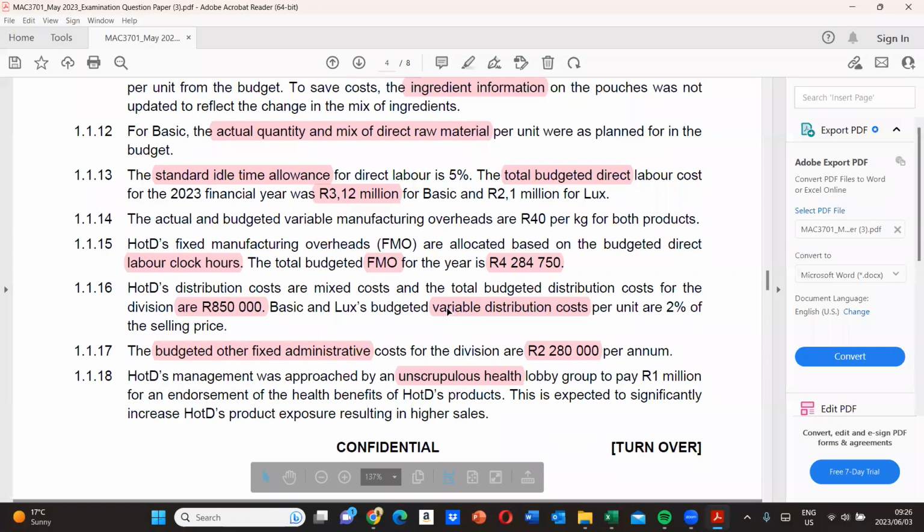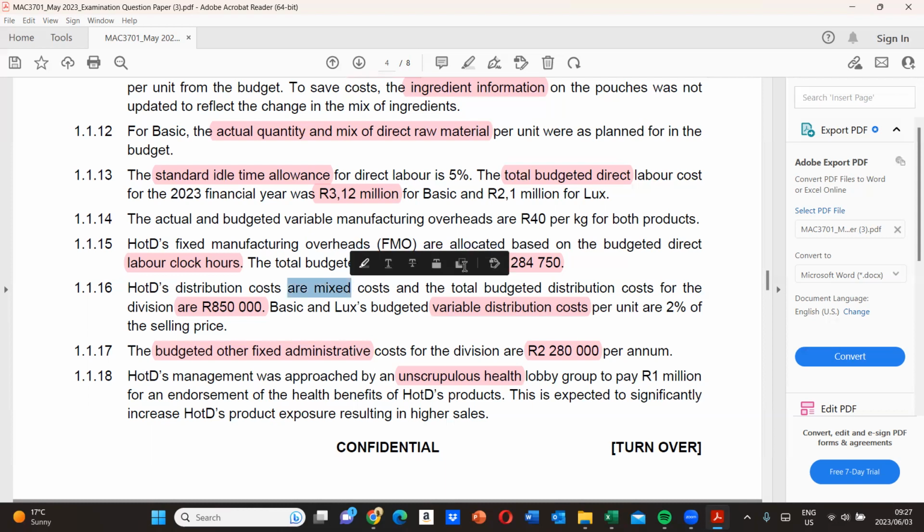Did we skip anything? Do we have selling cost? Oh, there's distribution cost. A mixed cost, which means there's some fixed cost there.